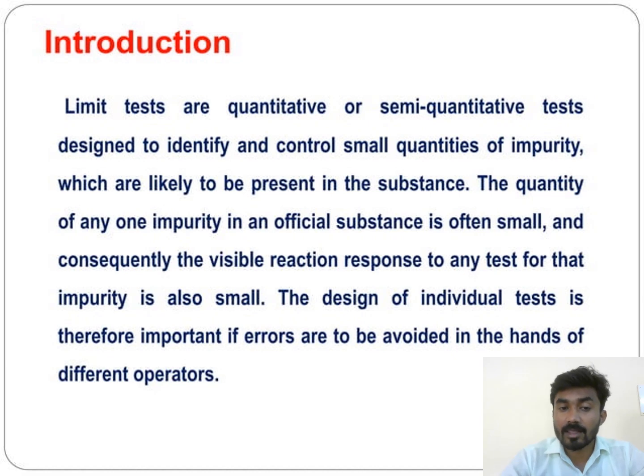The quantity of any one impurity in an official substance is often small, and consequently the visible reaction response to any test for that impurity is also small. It means that the limit test is generally a visible reaction. We have to compare the turbidity, or the opalescence, of a test solution with the standard solution. If a substance under test contains a small quantity of impurity, then the visible reaction response to that test is also small.